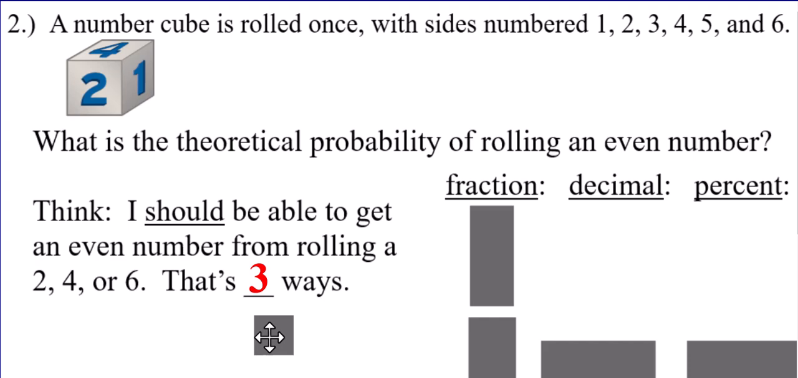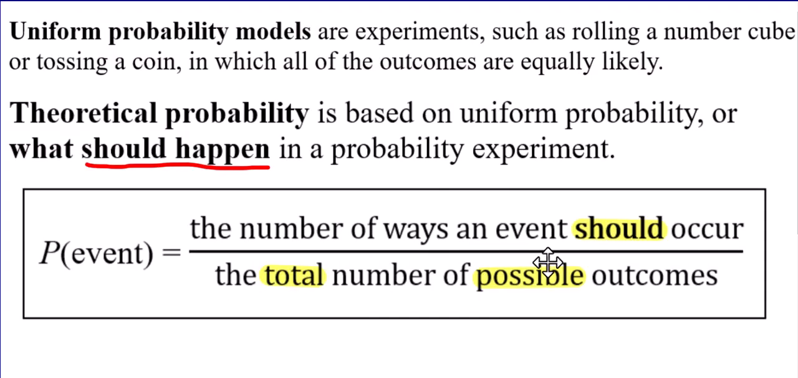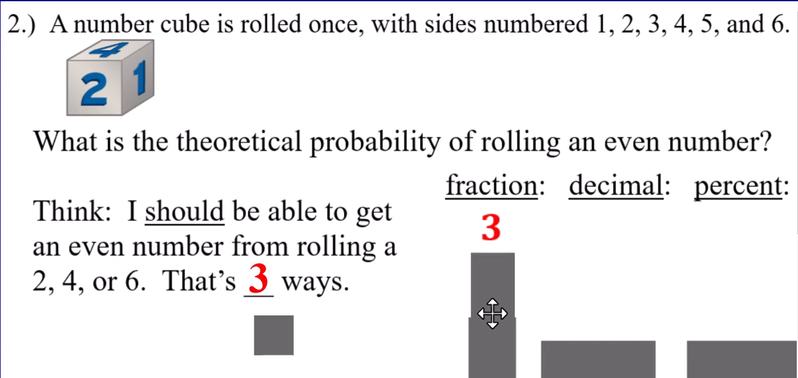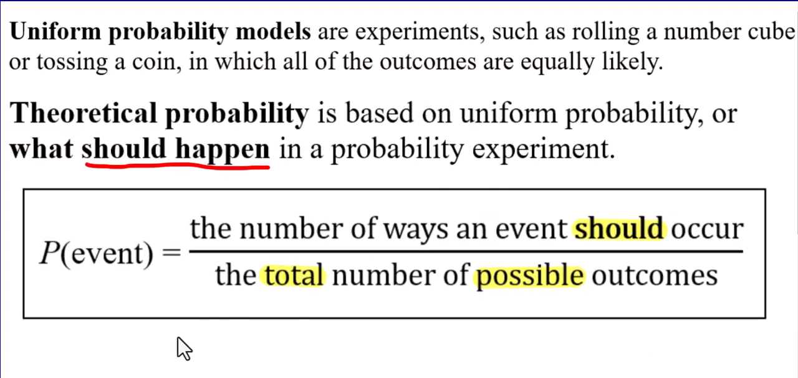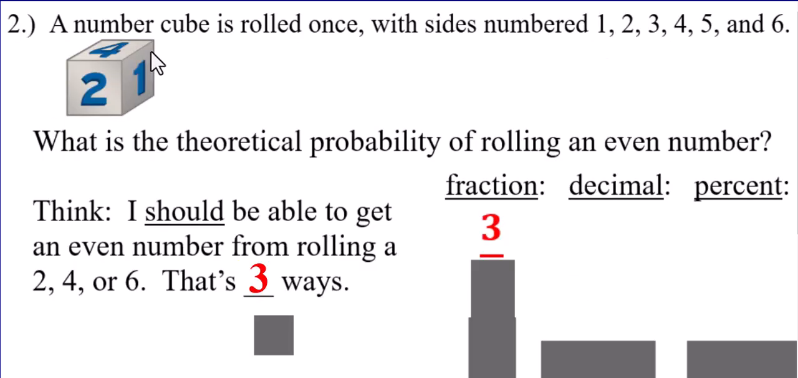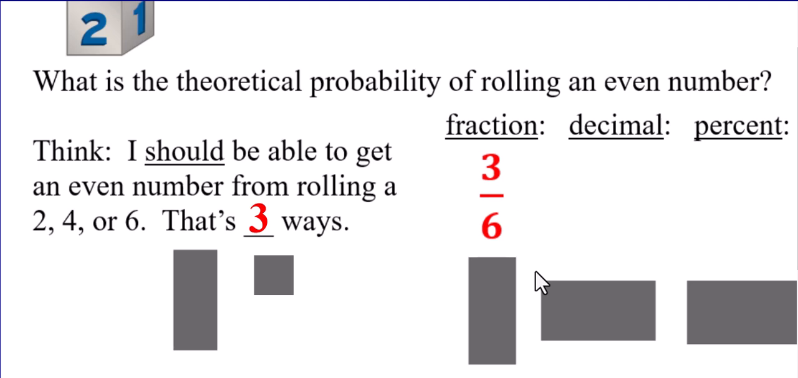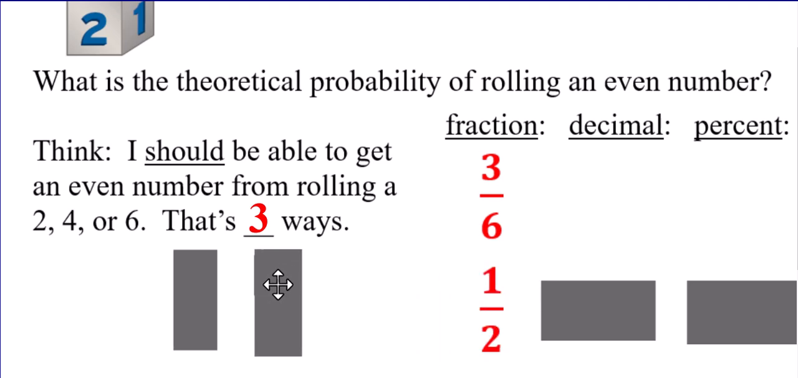So what's my fraction? What's the number of ways that the event should be able to occur? Well, that would be 3 possible ways of getting an even number. What is the total number of possible outcomes? Well, from a number cube, there's only 6 possible outcomes. You can see those listed right up here. So that would be out of 6. Now, this obviously reduces to 1/2. I hope you're writing all this down with me as I reveal this.